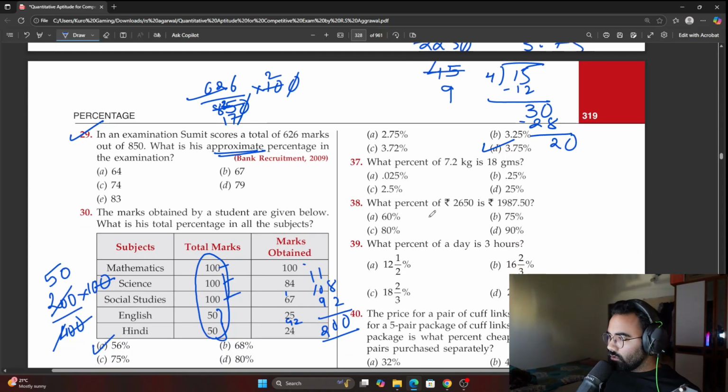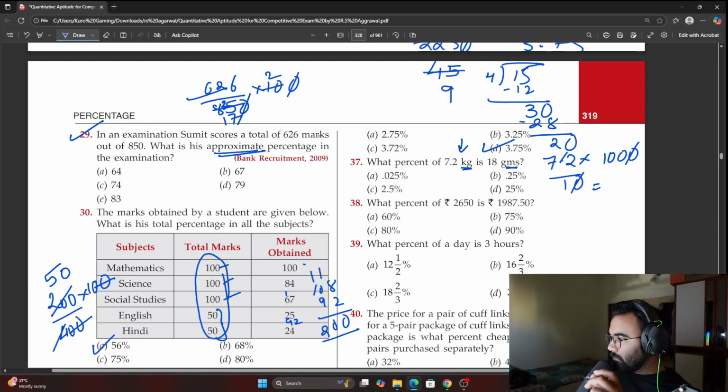All right, we move on to the 37th one. What percentage of 7.2 kg is 18 grams? Again, the same. I'll just simply write the equation. You can pause the video, calculate the answer. Now, since this is in kg, this is in grams, you must bring them to one singular unit. I think what would be easier is converting this to grams, into 1000.